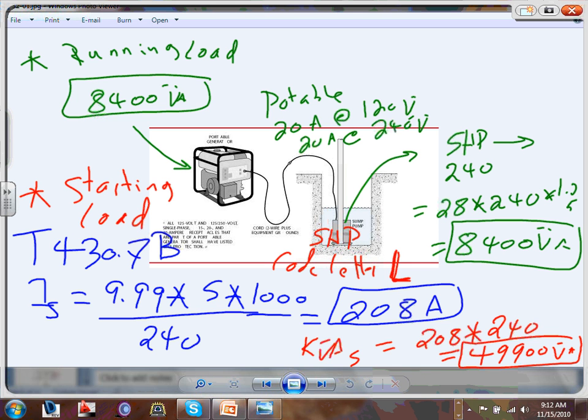Okay, now with these two sizes, guys, you go to Cummins and tell them, I need a generator that will be able to run continuously an 8400 volt-amp load and start momentarily almost 50 kVA. That's an inrush, right? Start 50 kVA. Very, very important, guys.